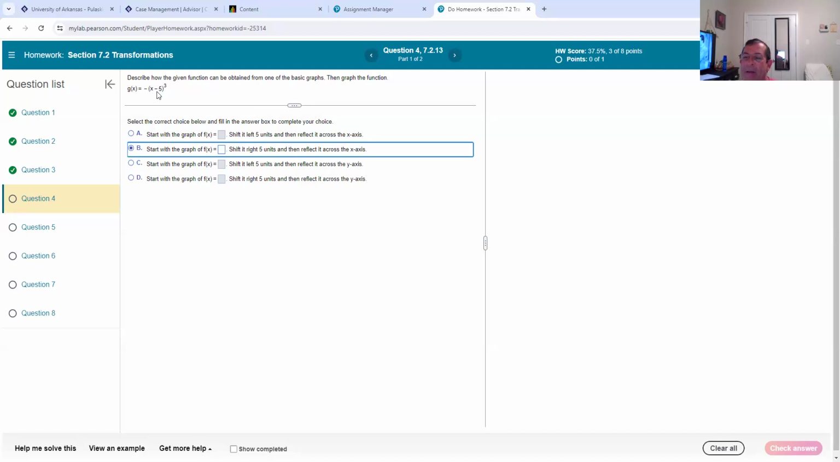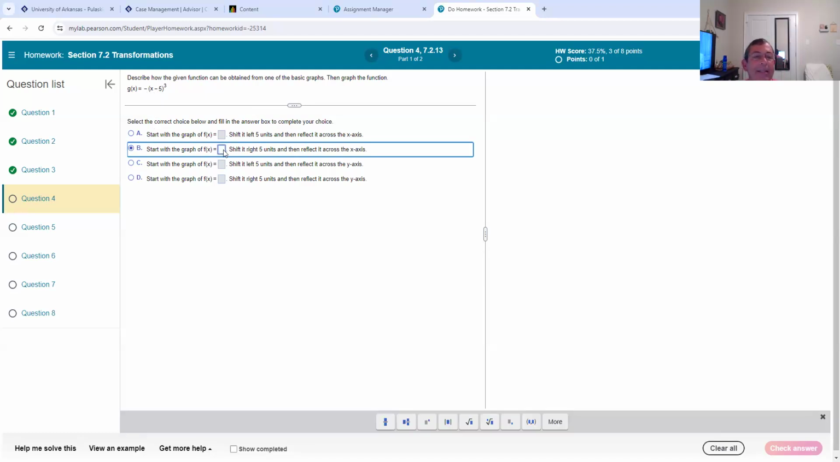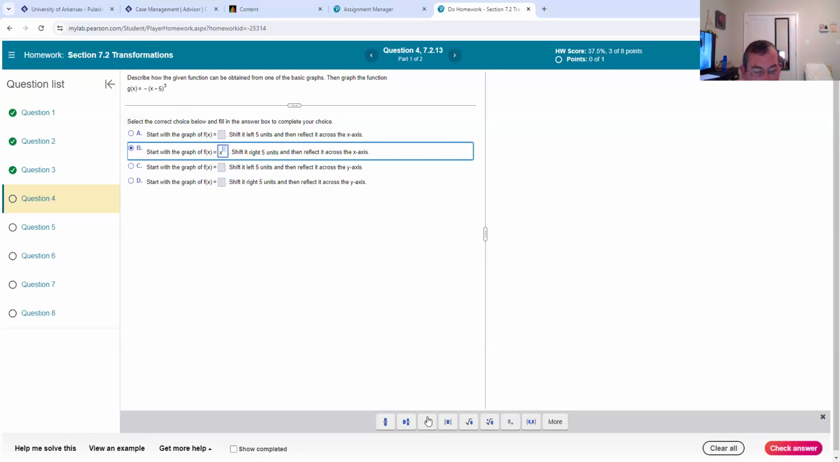Okay, because remember, the 5 is negative inside parentheses, moves it right. The negative in front reflects it over the x-axis. Now, my basic graph we're starting with is going to be x to the third. So that matches the basic graph of the 7 we drew, okay? All right, so you see the 2 moves you started with, and you're going to check them answers.